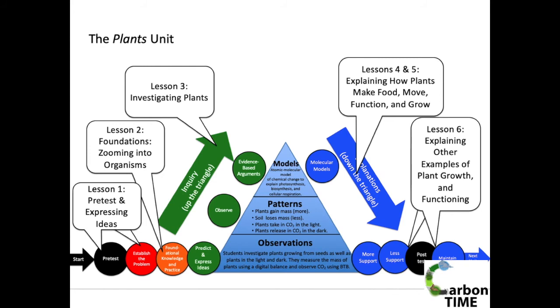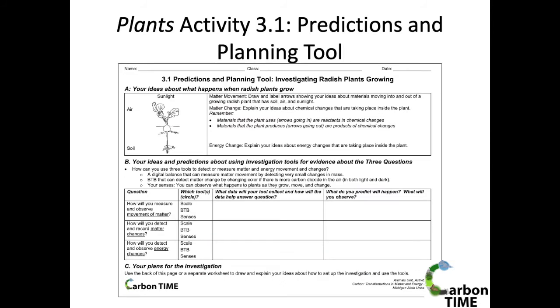Returning to our unit instructional model and our brief overview of the plants unit, we'll move forward to Lesson 3, Investigating Plants. In Activity 3.1, students use a predictions and planning tool to design investigations that will help them figure out how their plants are growing and moving. They start by returning to their initial ideas about how matter moves and changes, and how energy changes when plants grow and move. Notice that those are the CarbonTIME 3 questions. Of course, this intentional return to and revision of ideas is an important part in developing deep understanding.